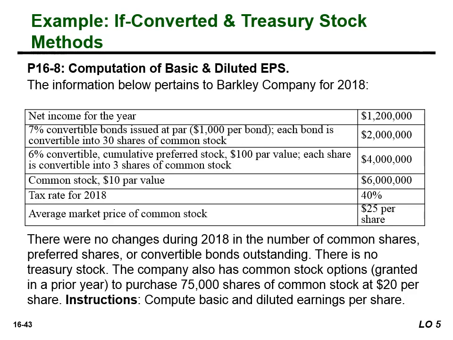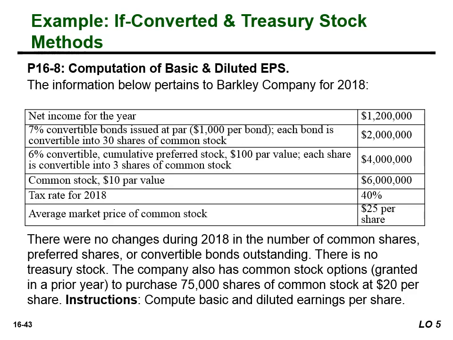Cool. 40% tax rate, and you have an average market price of $25 a share during the year. You need that because you have stock options in the paragraph below. There were no changes during 2018 in the number of common shares, preferred shares, or convertible bonds, and there is no treasury stock. But the company also has common stock options granted in a prior year to purchase 75,000 shares of common stock at 20 bucks a share. Your mission, should you choose to accept it, is to crunch out basic and dilutive earnings per share.